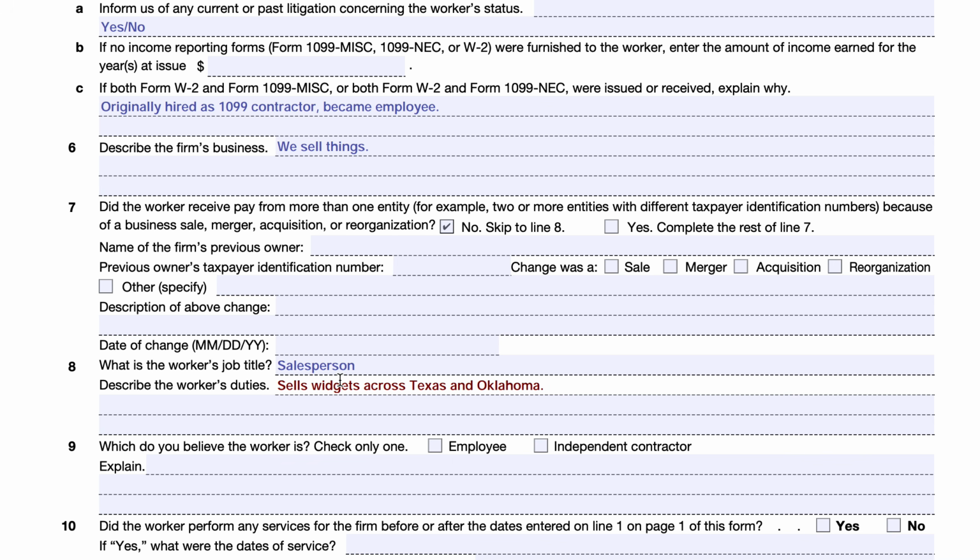So John Doe is a widget salesman. He's a salesman supervisor, vice president of sales, whatever you want to call him. And he sells widgets across Texas and Oklahoma. That's Acme's biggest, most valuable territory. So now John Doe is going to say, I believe I'm an employee and they're treating me like an independent contractor.